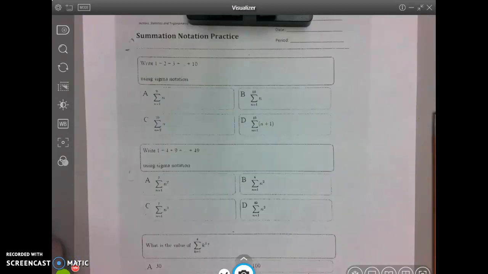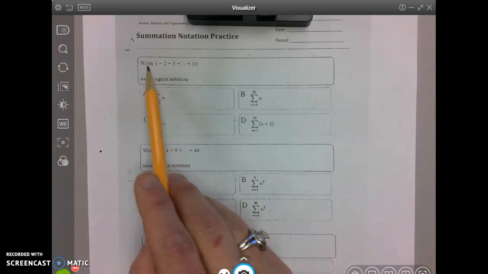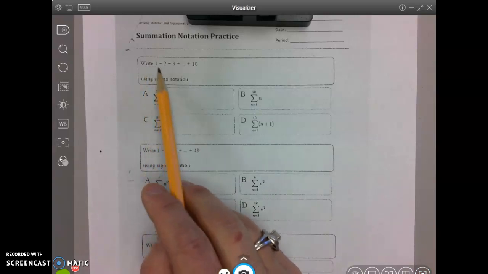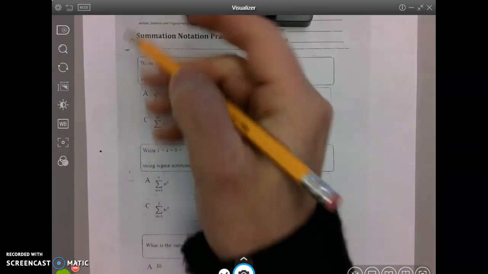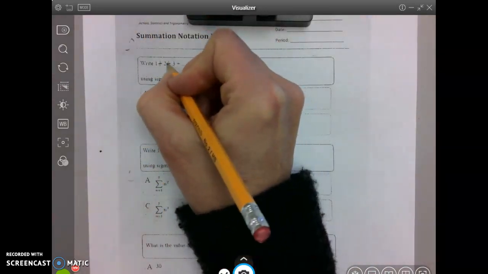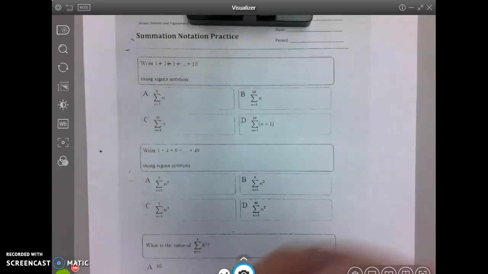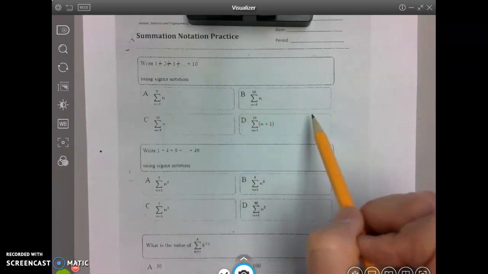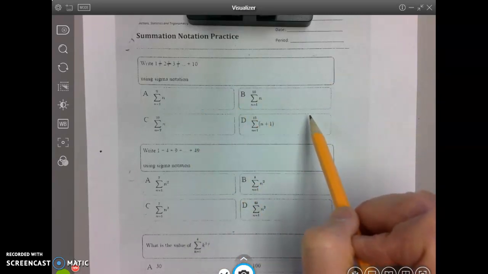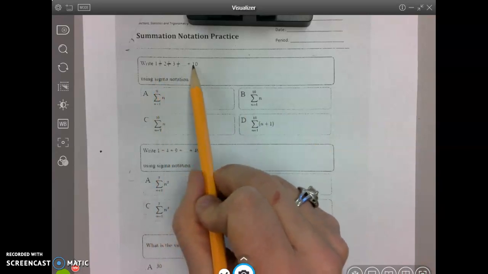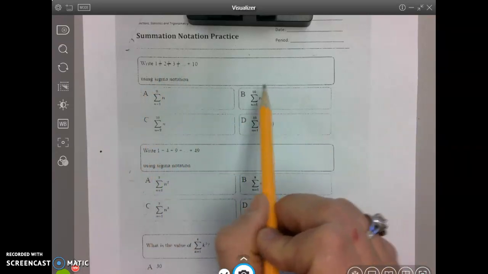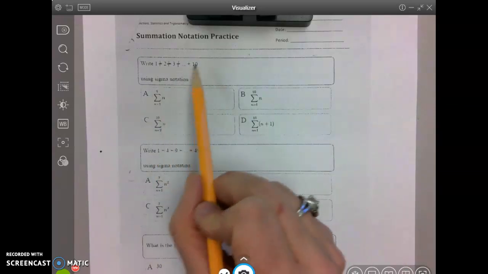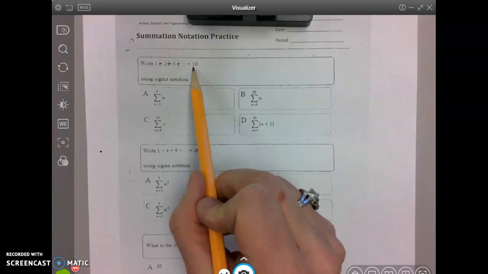Right. So let's look at this summation notation practice that we're going to be doing. And it's showing us that we're adding 1, and then I think that's a plus. That is supposed to be a +2, +3, plus that would be 4, 5, 6, 7, 8, all the way up till 10. And so we have to figure out which of these represents this summation. And let's see, it doesn't just go from 1 to 9, it goes all the way to 10. So I know it has to be from 1 to 10.